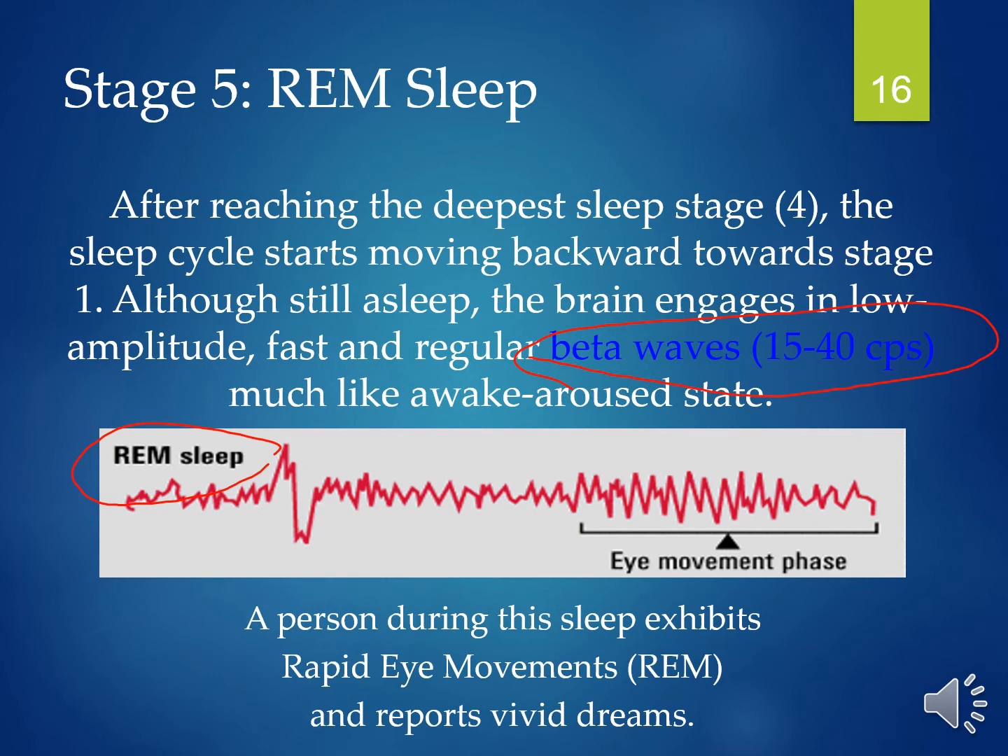So a person in this particular stage of sleep, REM sleep, is exhibiting rapid eye movements, so we can detect those in a sleep lab. People report our most vivid dreams, or the only time we're really dreaming, is during REM sleep. And we'll talk about why we think that is coming up.